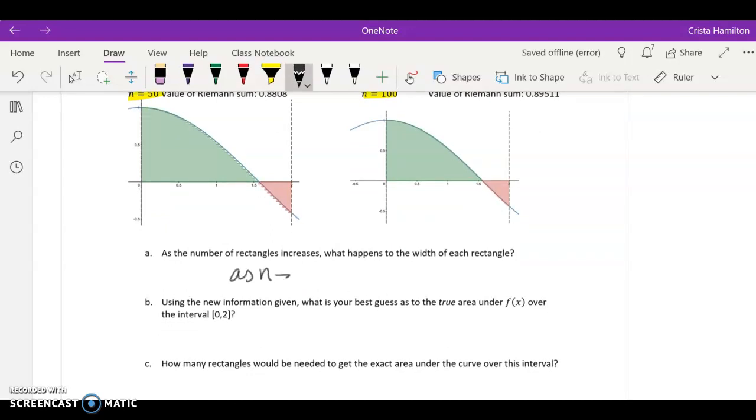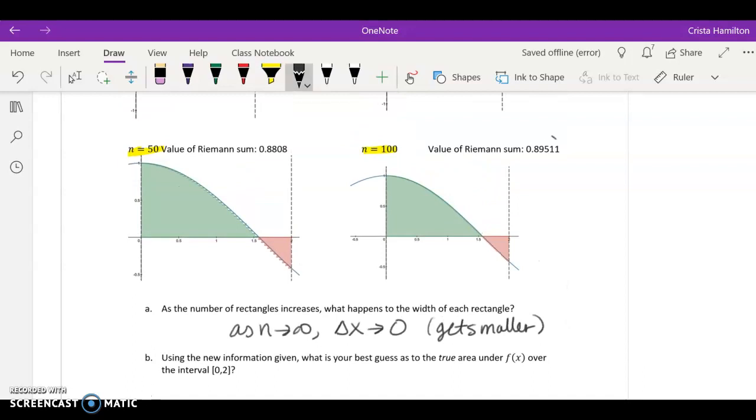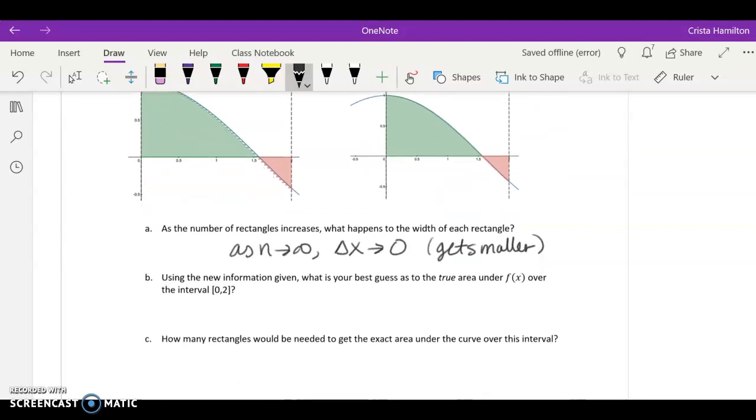As we increase the number of rectangles, what happens to the width? As n goes to infinity, delta x is going to approach 0. It's going to get smaller as we go. Then could we do another best guess for this? Right now, we're up to about 0.89511. But remember, it's still an underestimate.